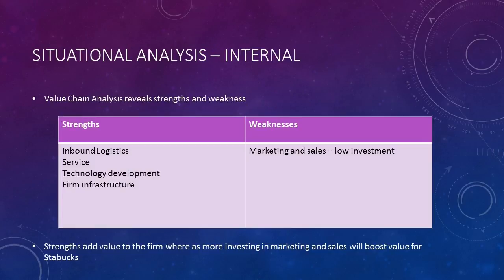Internal situational analysis reveals that certain items add value to the firm. These items would be the inbound logistics, which means that they outsource their coffee from different areas such as Arabia, Mexico, and Europe to make special types of blends. They also have a great supply chain management, which has been able to produce efficient and effective margins.